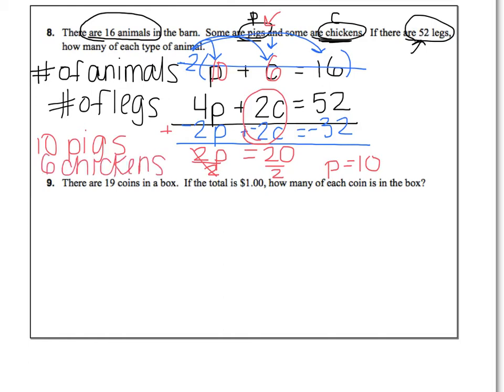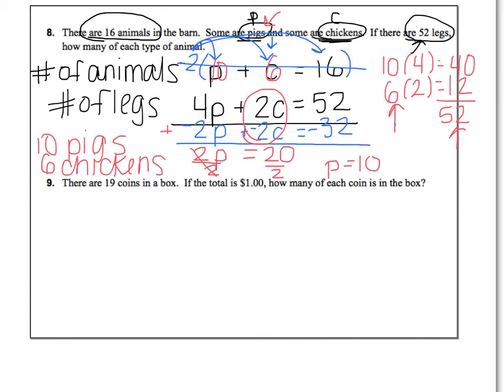If I double check, 10 pigs times our 4 legs gives me 40 legs, and 6 chickens times 2 legs gives me 12 legs, and that gives me a total of 52 legs. So I have 16 animals and I have 52 legs.